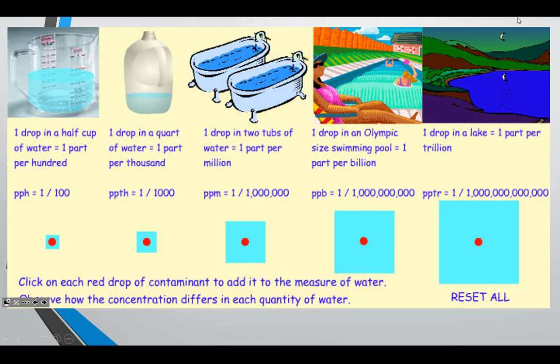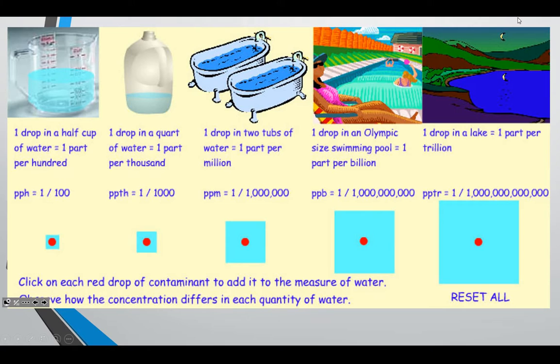So part per 100 is 1/100th. Part per 1,000, 1/1,000. Part per million. As you look at it, it gives you a description above. Part per 100 is like 1 drop in half a cup of water. So that's a lot of the half a cup, really, compared to these others. 1/1000th, or ppth, is 1 drop in a quart of water. A quart is 2 pints, and each pint is a cup, so that's about 4 cups of water.